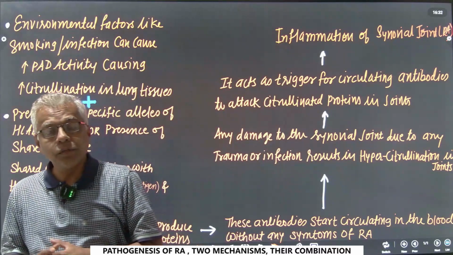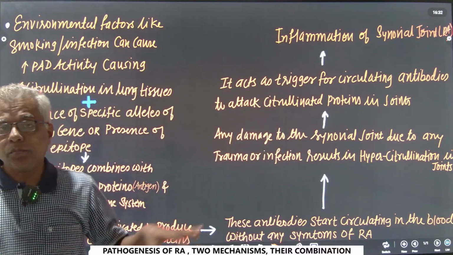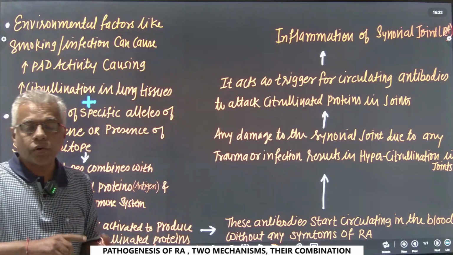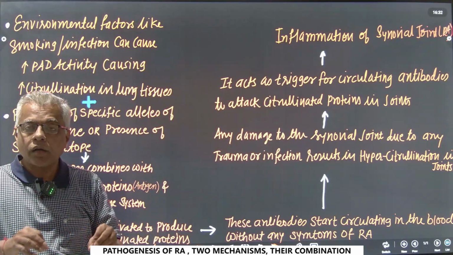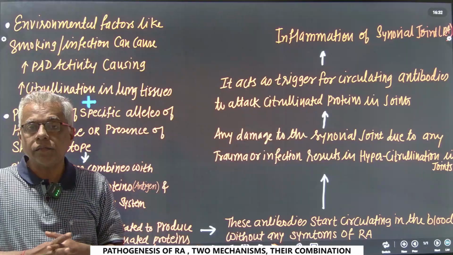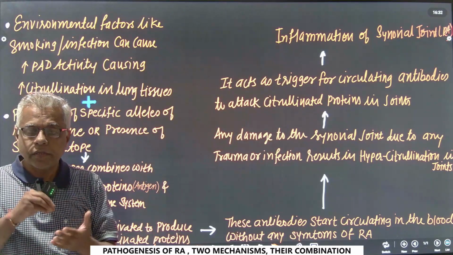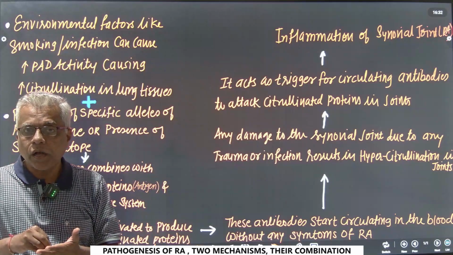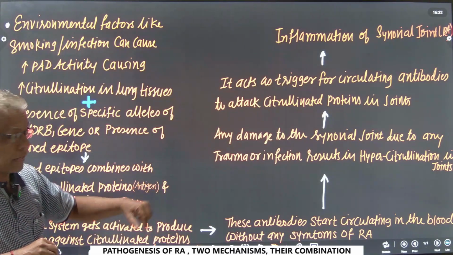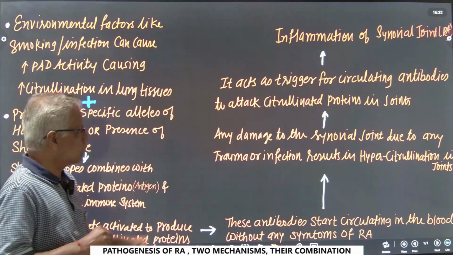Now this is very important. This person does not have any symptom of RA, and the antibodies are now present in the serum. So these antibodies are there in the serum without any symptom of RA. We will see what exactly happens next.